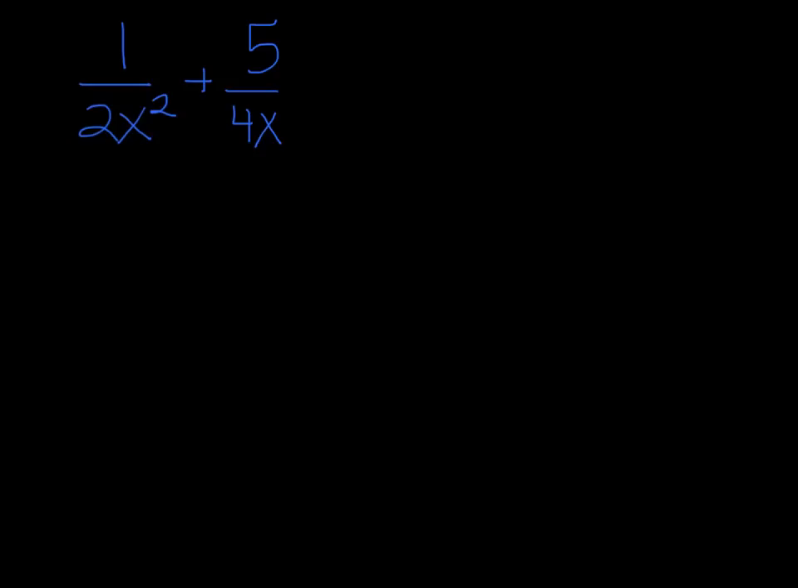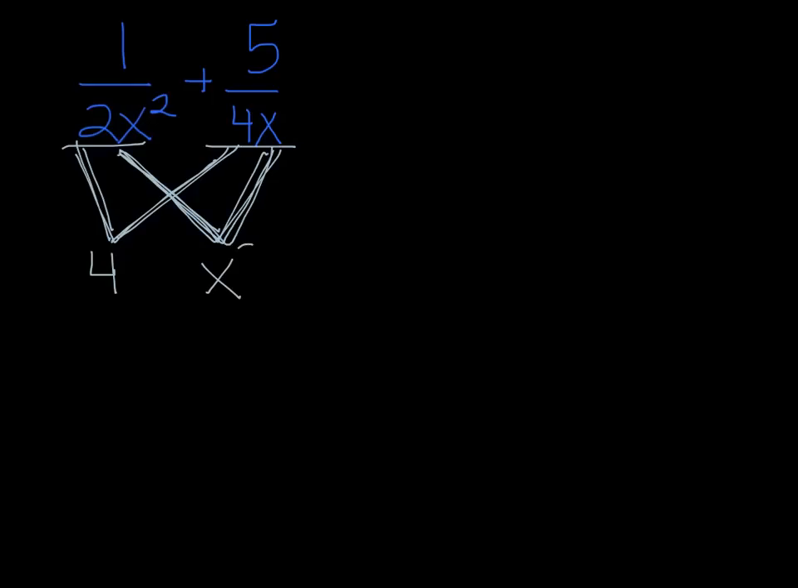Alright, here's one. It's 1 over 2x squared plus 5 over 4x. We don't have a common denominator, so we have to figure out what both of these have in common. When you do that, split it up into the constants and then the variables. So we've got 2 and 4. 2 and 4 both go into 4. And then we have x squared and x. x goes into x squared because x squared is x times x. Our lowest common denominator is going to be 4x squared.